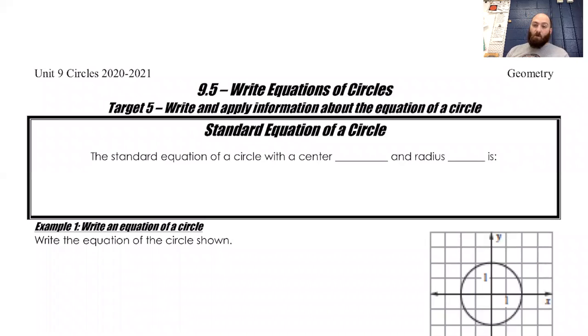Today we're going to be talking about 9.5. We're going to talk about equations of circles. Okay, so we're going to be able to graph and look at circles on a coordinate grid. Everything is based on this one formula.